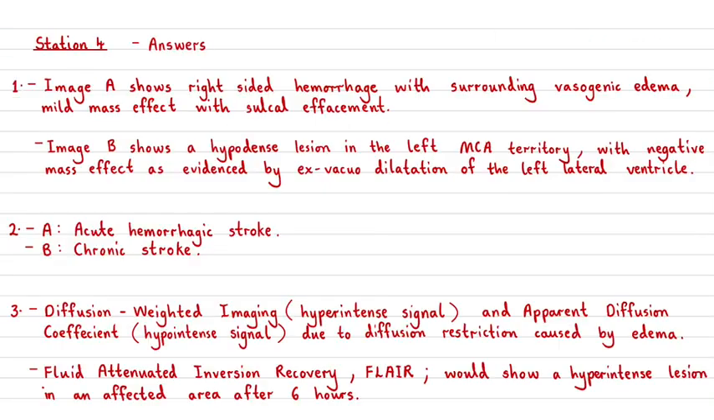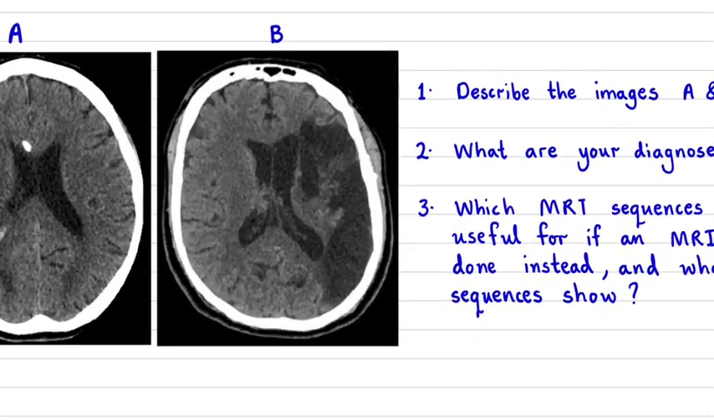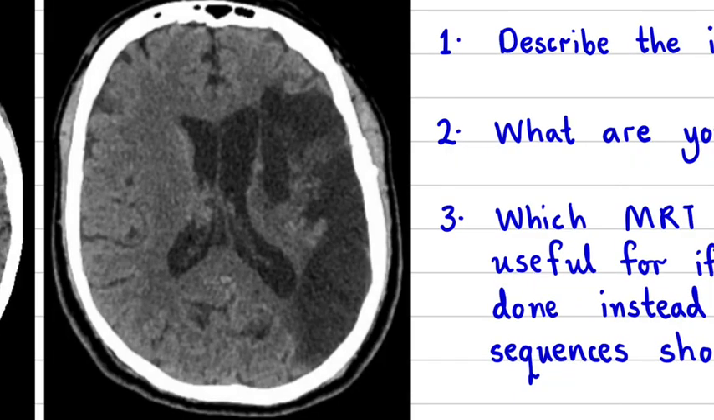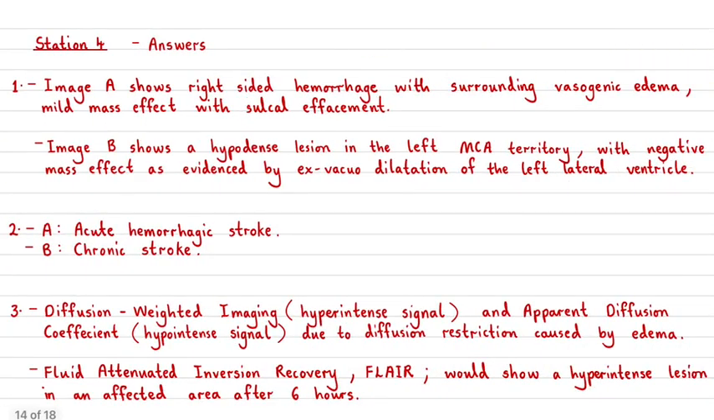And then image B shows a hypodense lesion. Hypodense simply means that the lesion is darker compared to the surrounding brain tissue, as you can see. It's a hypodense lesion in the left MCA territory with negative mass effect as evidenced by ex vacuo dilatation of the left lateral ventricle.